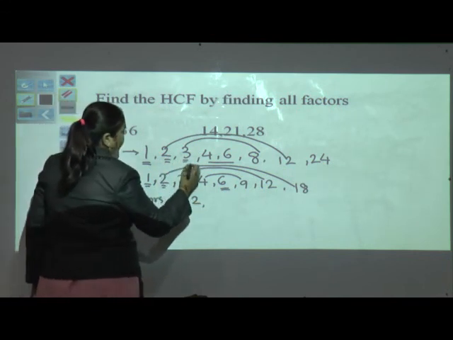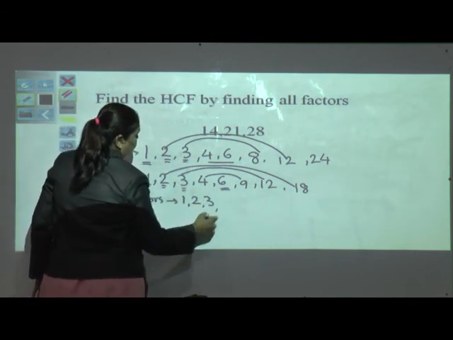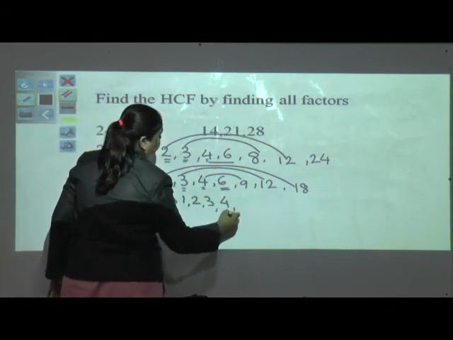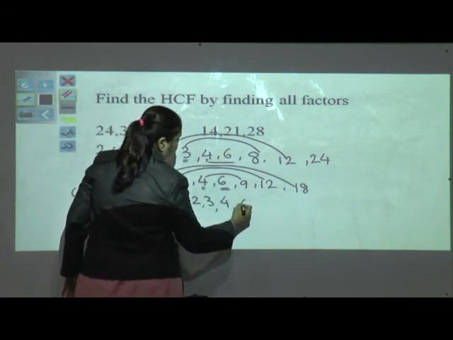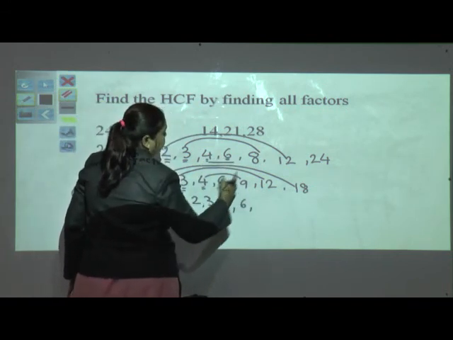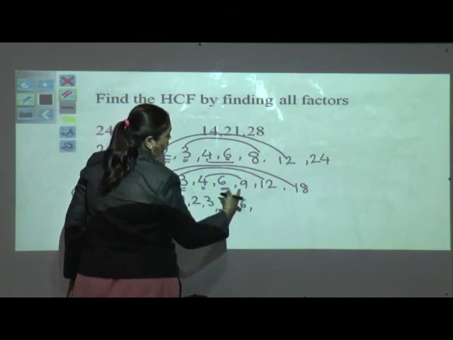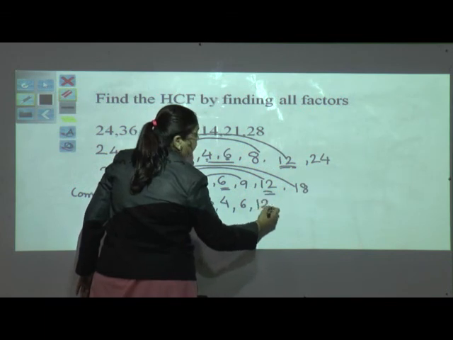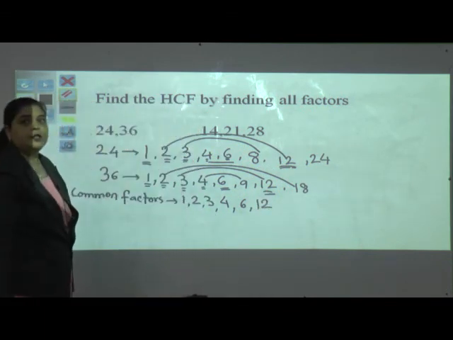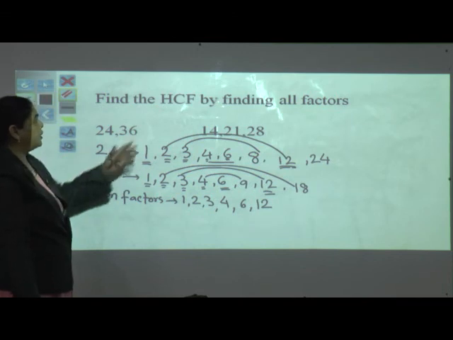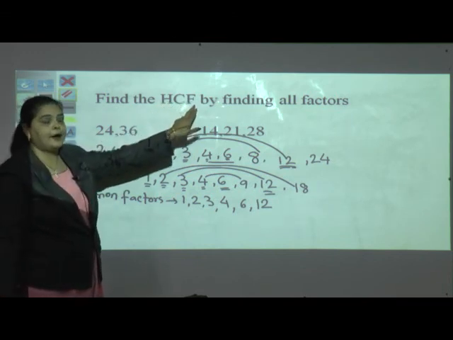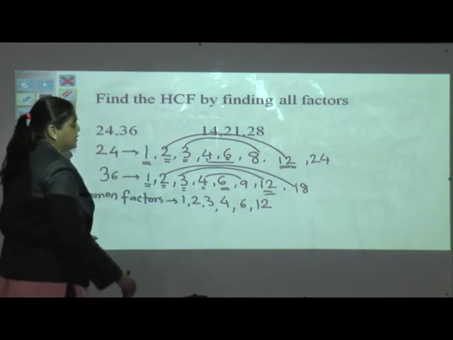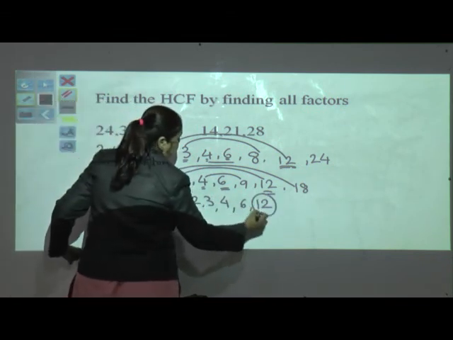Then what is common here? 3 is common, so I will write 3. Here 4 is common, so I will write 4, and I am having 6 common, I will write 6. I don't have 8 here, I don't have 9 here, and I am having a common factor of 12, so I am writing 12. Now my question is the highest common factor. So we had written the common factors. Which number is the highest? So this 12 is the highest.